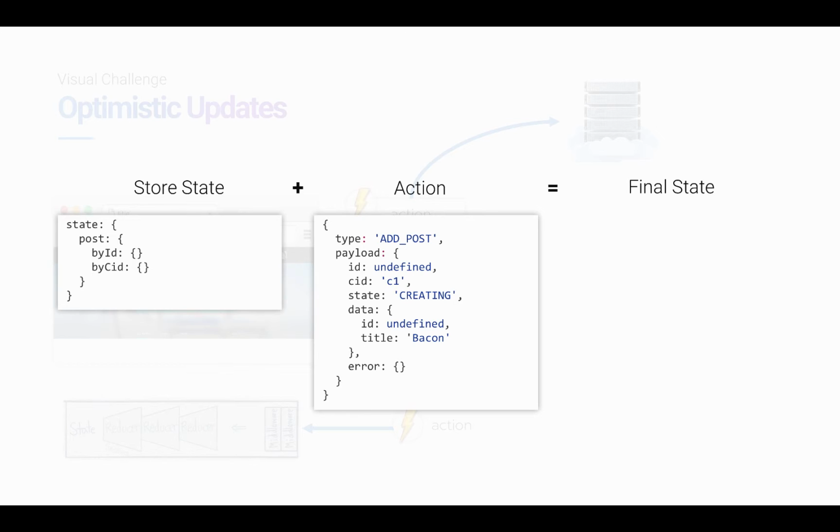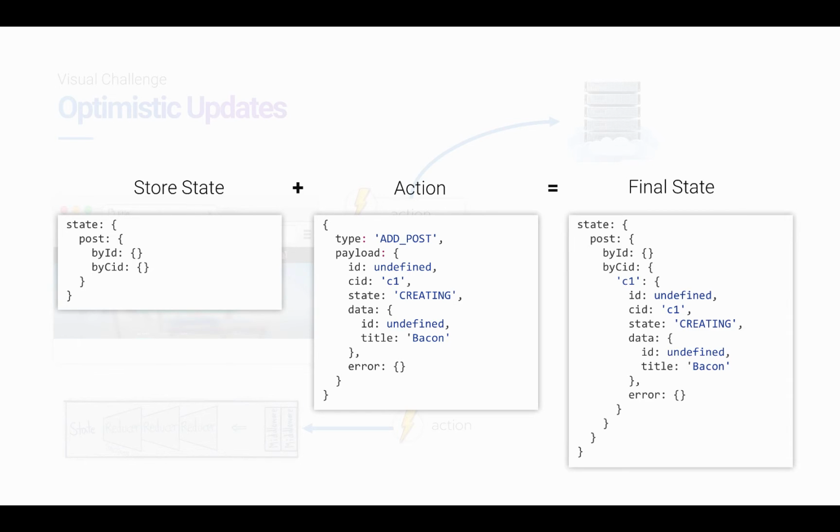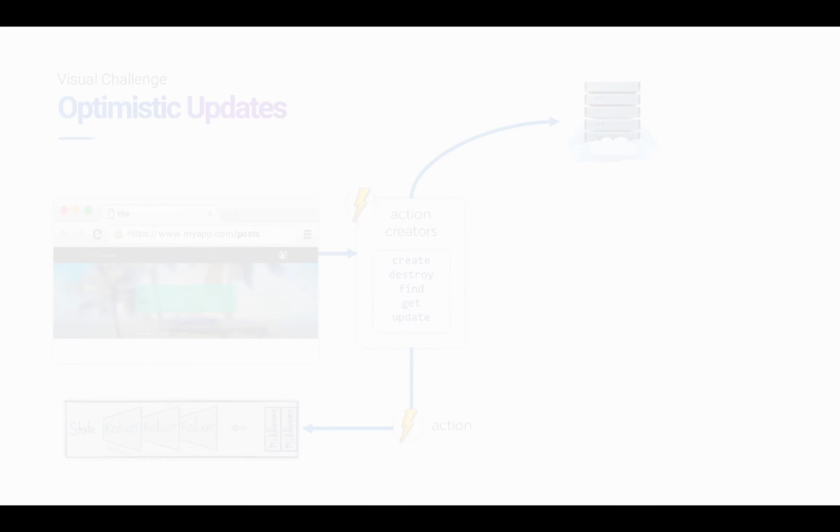What happens next is that both the ById and ByCId reducers look at the payload and store it in their respective key. Since the ID is still undefined, the ById state stays empty. However, since the CID exists, we can store the model by its CID, and so the payload is inserted under the C1 key by the CID reducer.